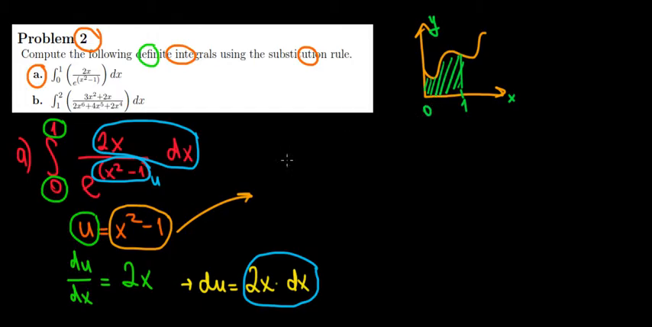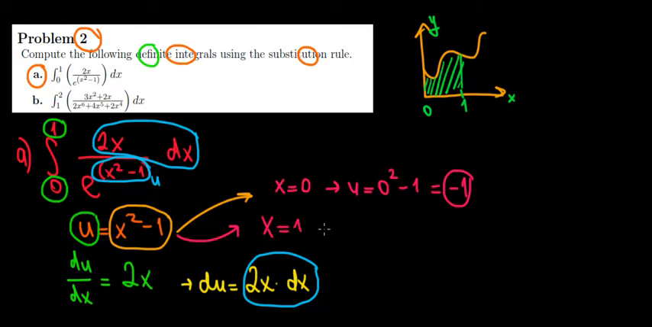Hope this makes sense. So if x was equal to 0, then in terms of u, the u value would be 0 to the power of 2 minus 1, and that's equal to minus 1. So we got one new boundary. With the same logic, when x was equal to 1, the upper boundary, u would be equal to 1 to the power of 2 minus 1, so that's 1 squared minus 1, and that's equal to 0.